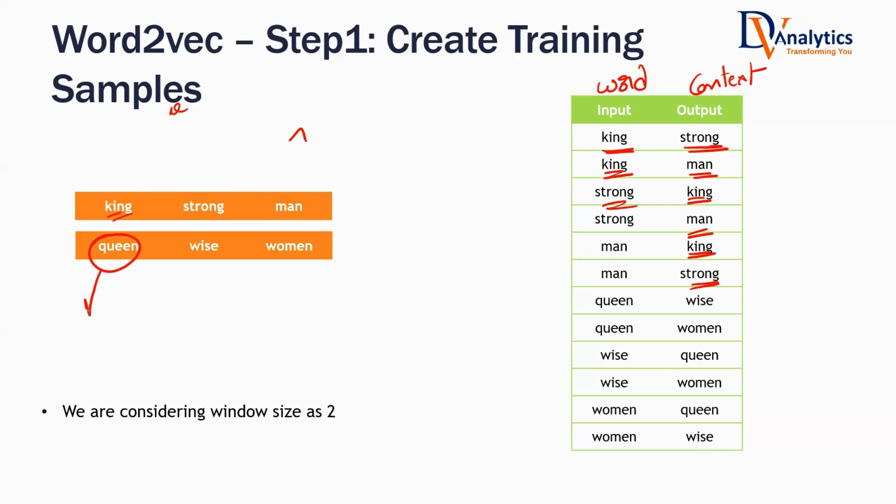So queen, when I talk about queen, I'm not talking about queen in the chess game. When I'm talking about queen, I'm not talking about queen in the playing cards. I'm talking about a queen who's wise. I'm talking about a queen who's a woman. Similarly, wise is in the context of queen and woman. When I say woman, I'm talking about a queen who is wise. So this is step 1. You create the data where the word is input and the word in the context is the output.